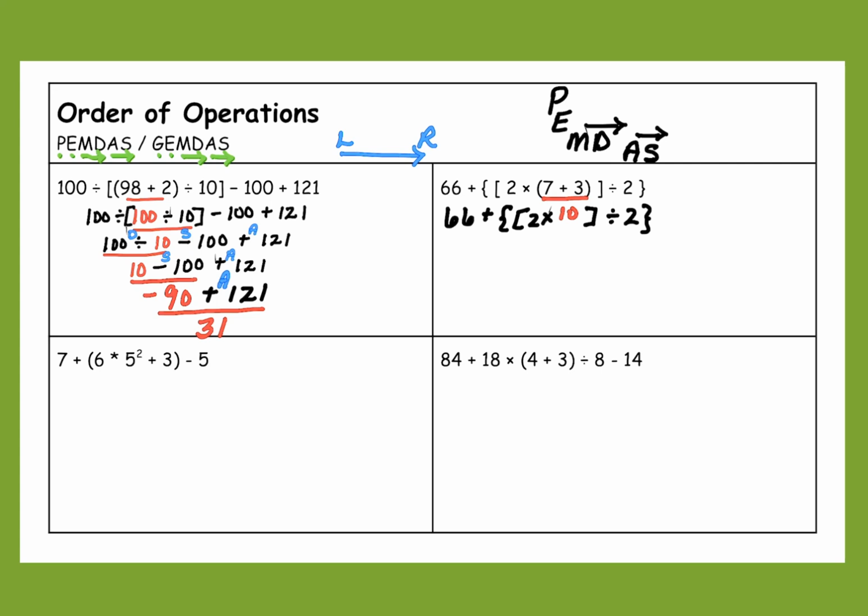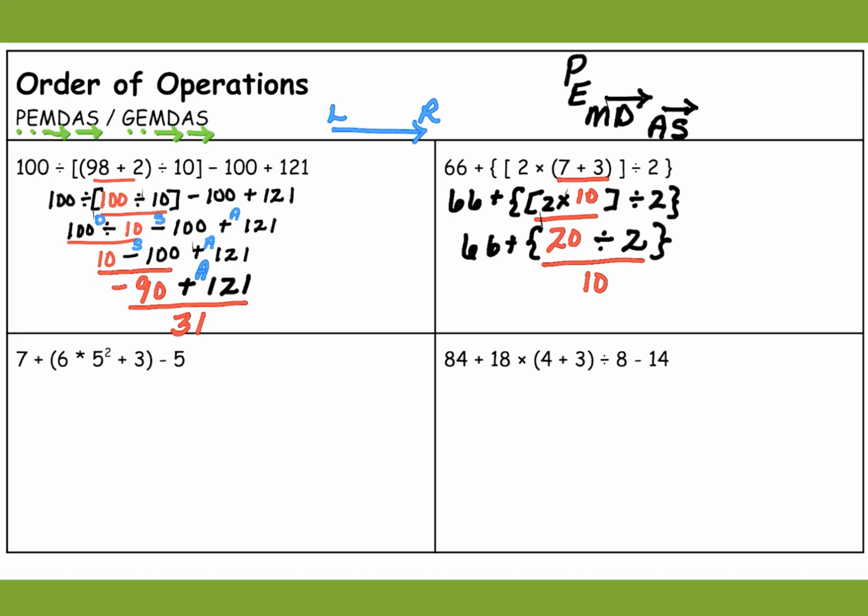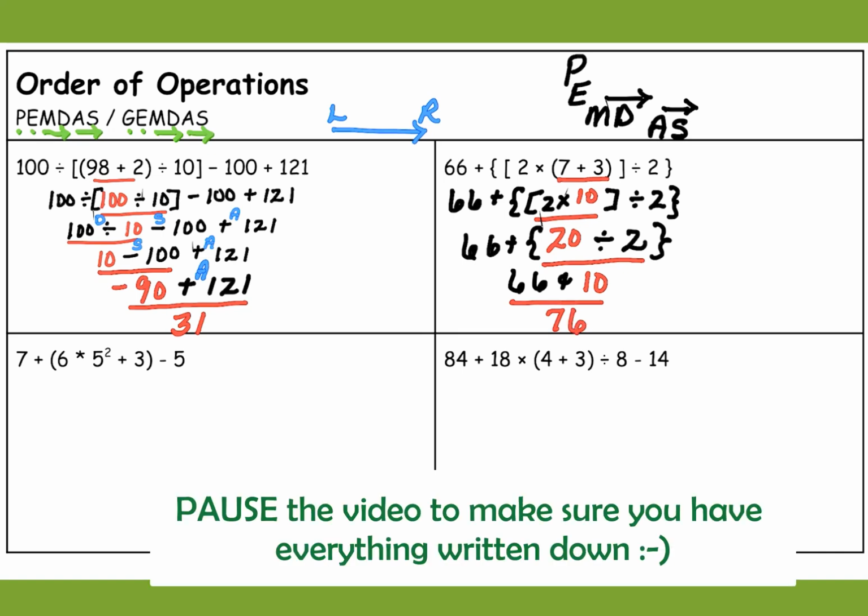For step number 2, the innermost grouping symbol contains 2 times 10. 2 times 10 is 20, and we remember now to bring everything else down. In step 3, we have another grouping symbol that contains 20 divided by 2, which is 10. We bring down everything else and we see that our final step is an addition problem, 66 plus 10, which is simply 76. Pause the video as you need to make sure that you have written everything down and labeled your problem with fun colors to help you remember.